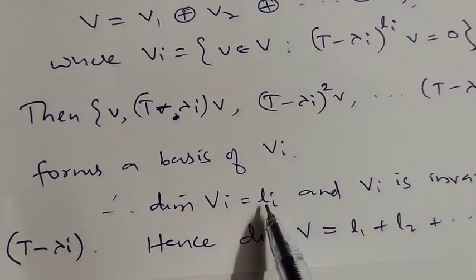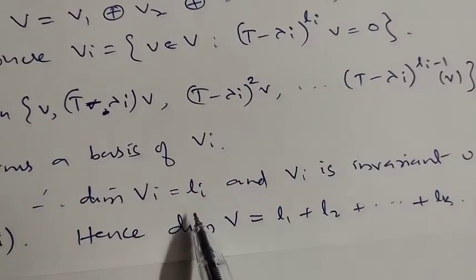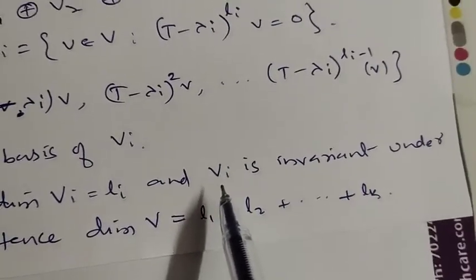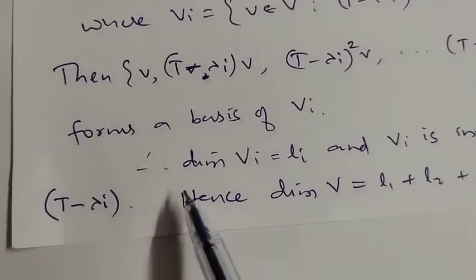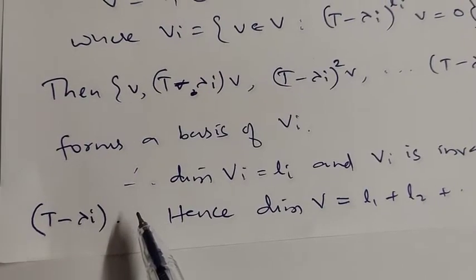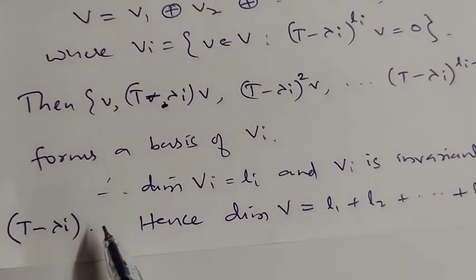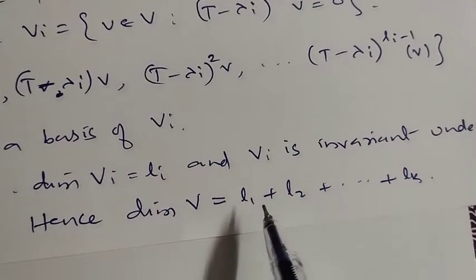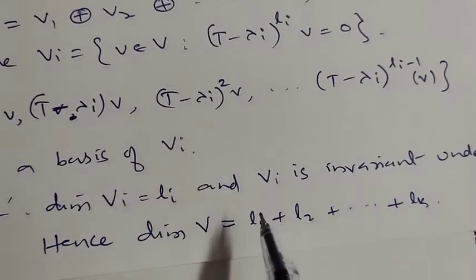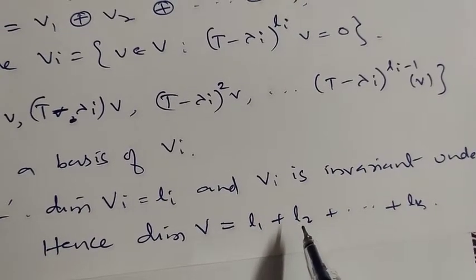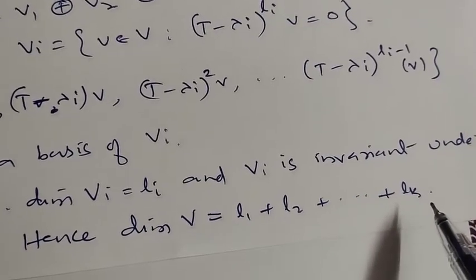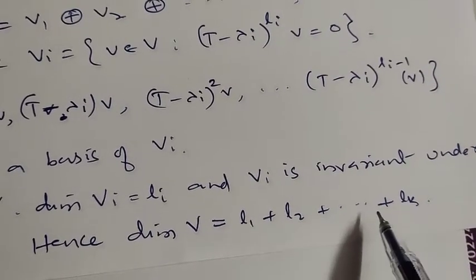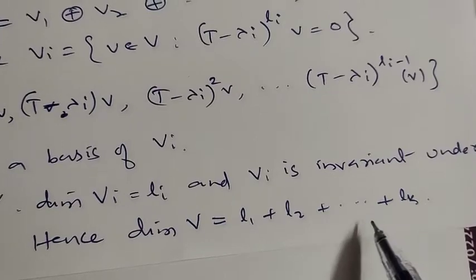Therefore, dimension of Vi is what? How many elements are here? Li number of elements. Therefore, dimension of Vi is Li, and also we have proved Vi is invariant under T minus lambda I. You can show that Vi is invariant under the transformation T minus lambda I. Therefore, dimension of V is what? Dimension of V1 is L1, dimension of V2 is L2, etc. Dimension of Vk is Lk. Dimension of V is the sum of the dimensions of V1, V2, etc., Vk, which are L1, L2, etc., Lk.